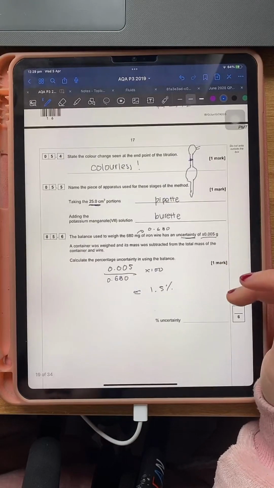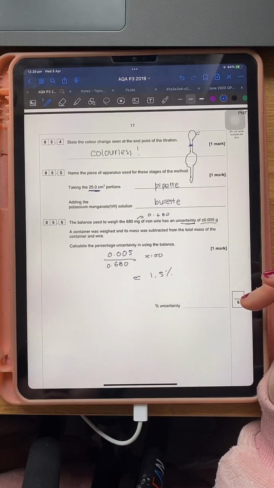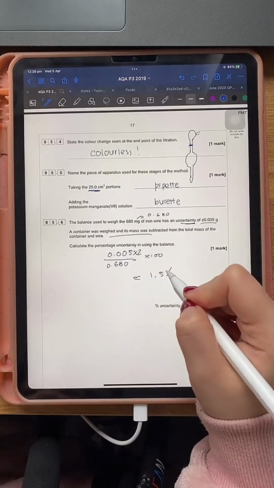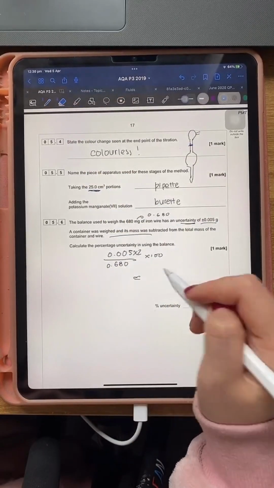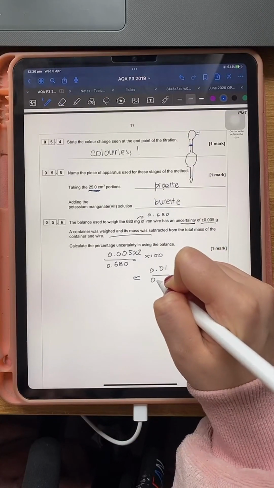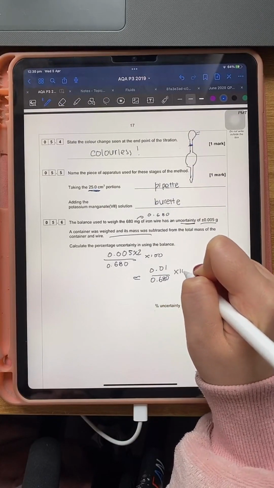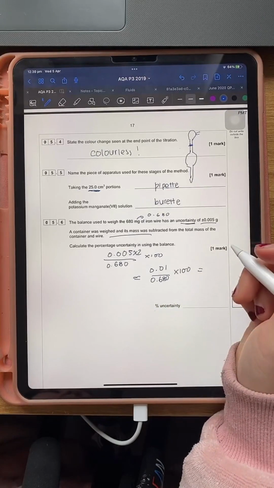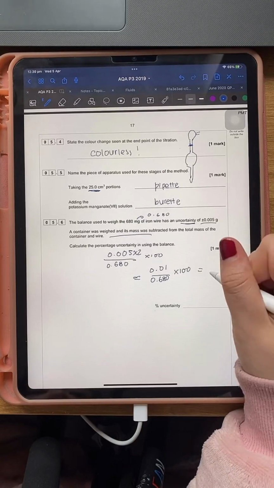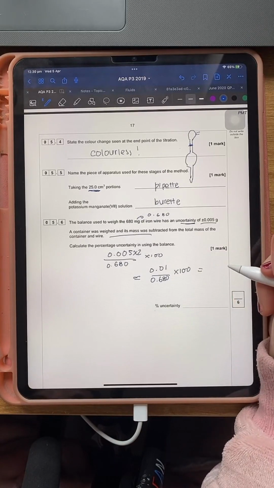Ah, you're right. We did measure it twice. Yeah, so it's multiplied by 2. What is that? Is that still 1? What is that? 0.01 divided by 0.680 times 100. I don't have a calculator. I think it's around, I'm not sure, 1.5%. I'm just going to say that. But it's basically just that.